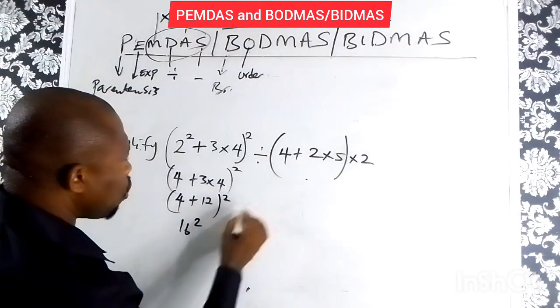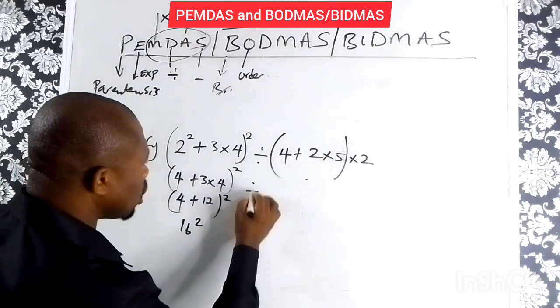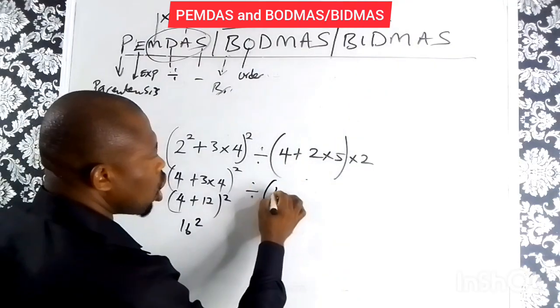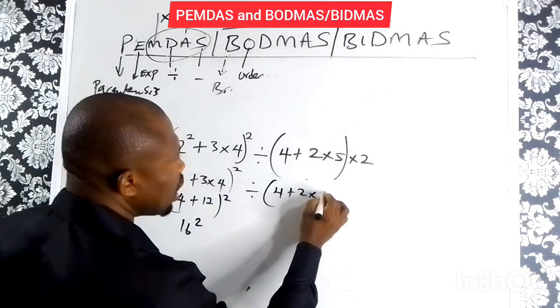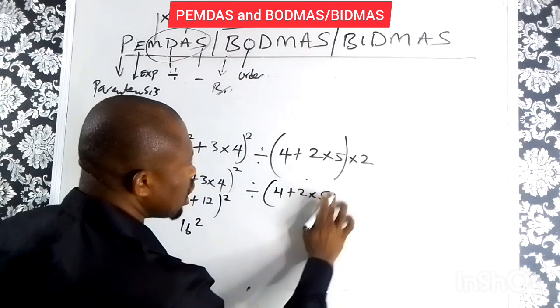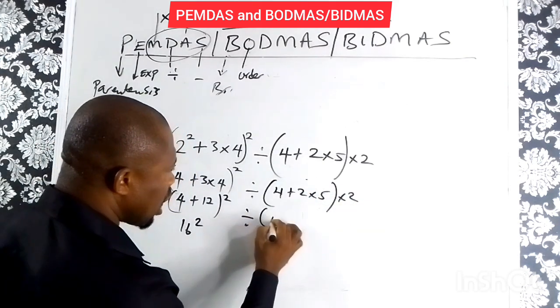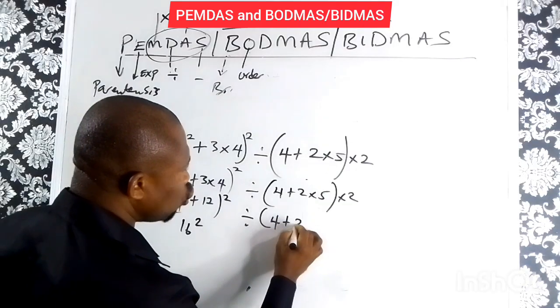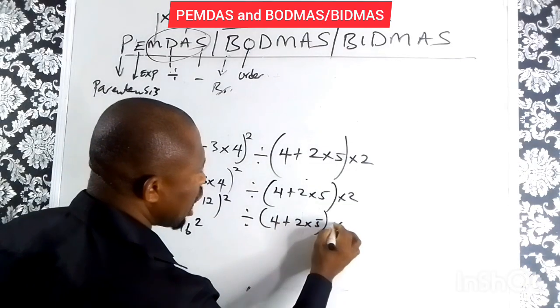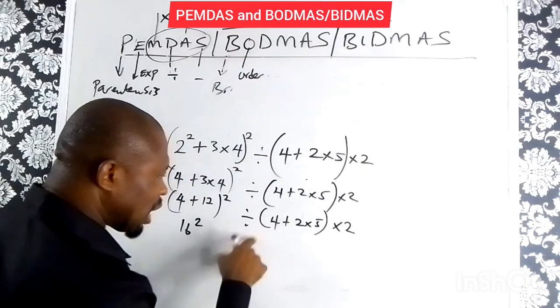Now, remember at this point, we drop this one. 4 plus 2 times 5. Everything is multiplied by 2. We did not operate anything here. 4 plus 2 times 5 times 2. Now, at this point, we are done with this.